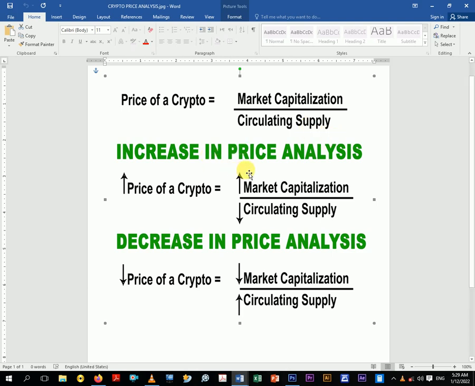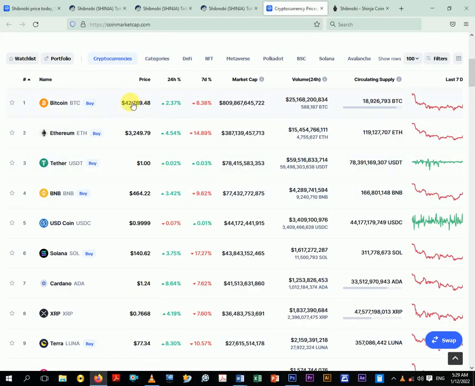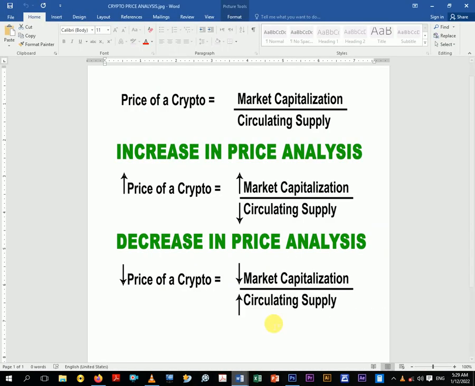So let's look at the price analysis. What will cause an increase in the price of a crypto? If Bitcoin is going to move from 42,000 to 60,000, what is going to account for that? What is going to account for an increase in the cryptocurrency? That's what I've shown over here.